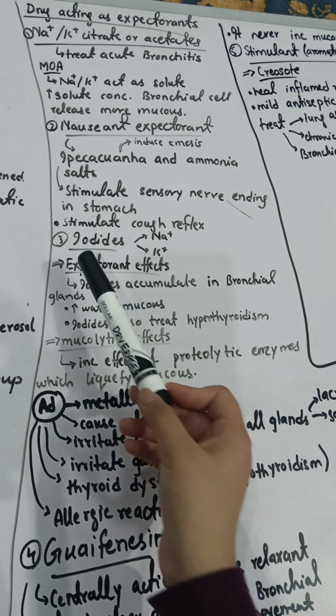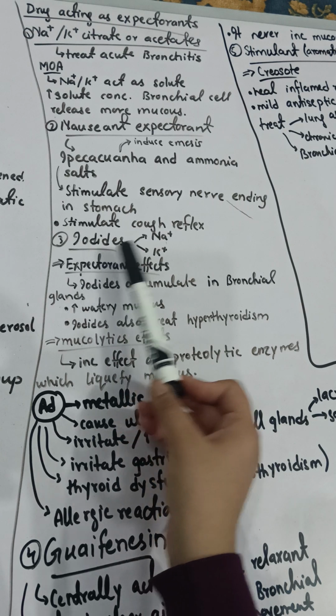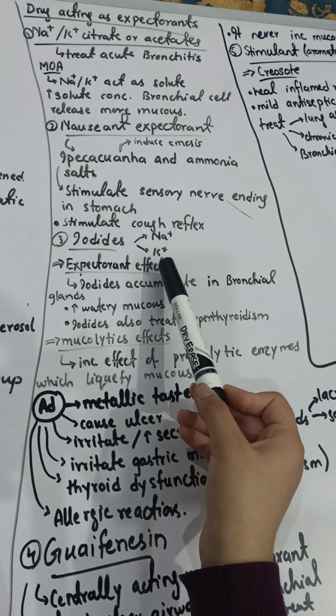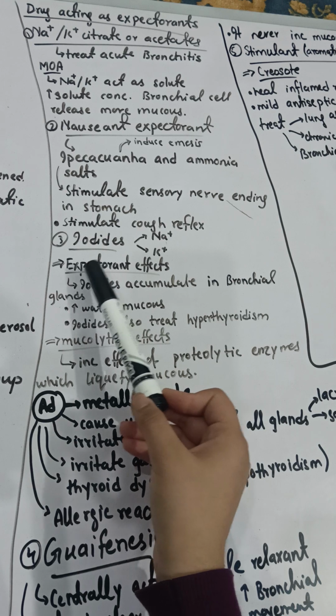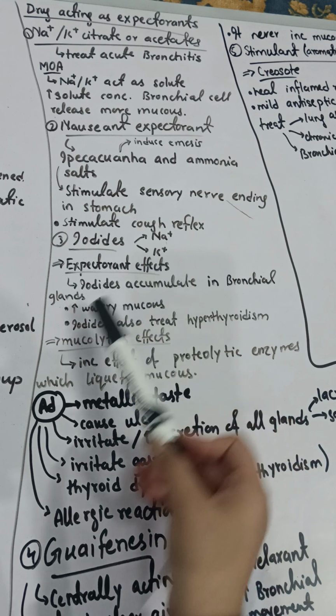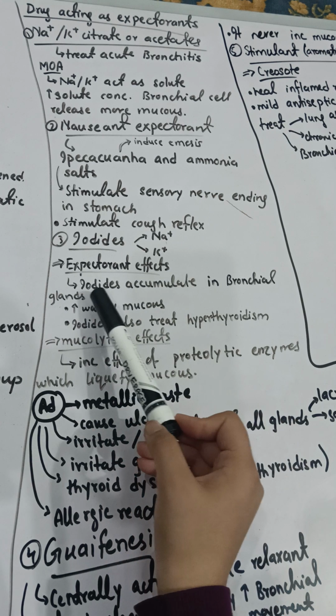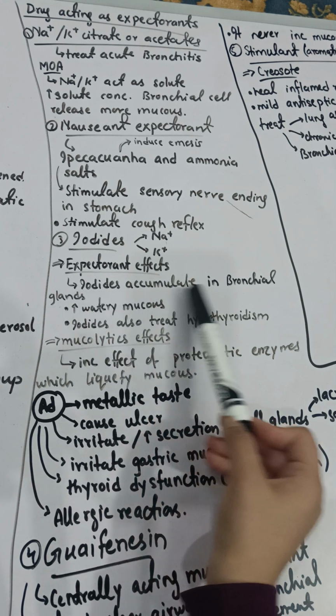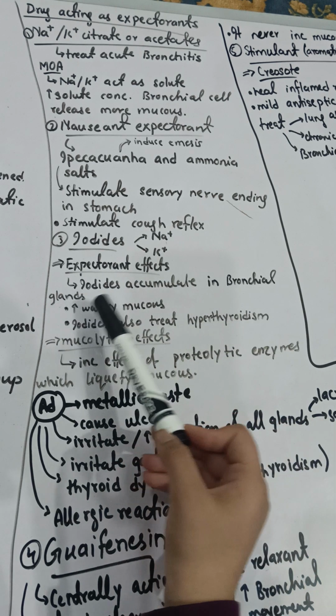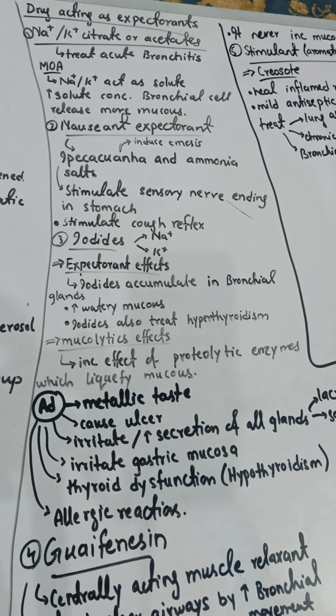Third expectorant is iodide. So iodides can be sodium iodide and potassium iodide. They have two effects. First is the expectorant effect, and second is the mucolytic effect. Let's discuss the expectorant effect. Actually these iodides accumulate in your bronchial glands, and due to the accumulation of iodide here, the watery mucus production will again increase.